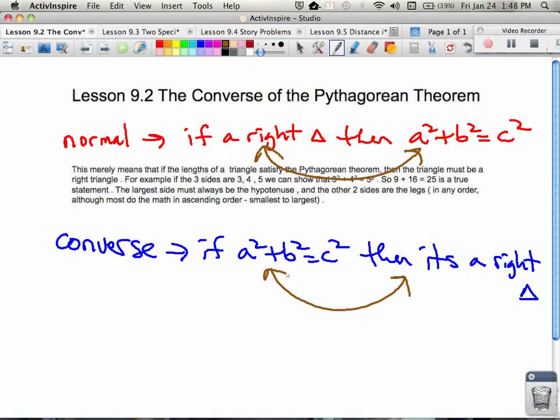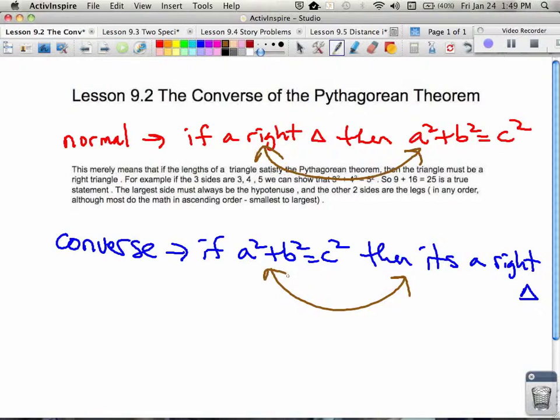And the interesting thing is in math, the converses are not always true. For example, all squares are rectangles is not the same as saying all rectangles are squares. So just because one thing's true doesn't mean its converse is true. So the nice thing is, in the Pythagorean theorem, you can go either way. If you know you have a right triangle, then the leg squared plus the leg squared equals the hypotenuse squared. Or if you know that the leg squared plus the leg squared equals the hypotenuse squared, then you know it has to be a right triangle.